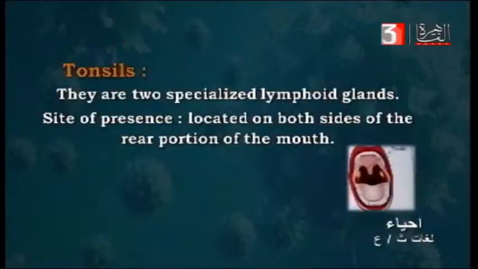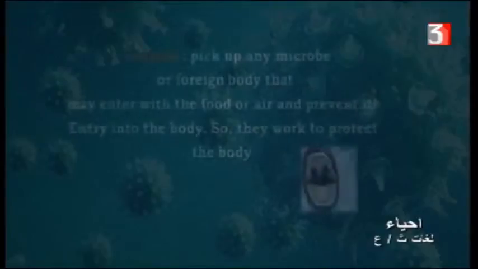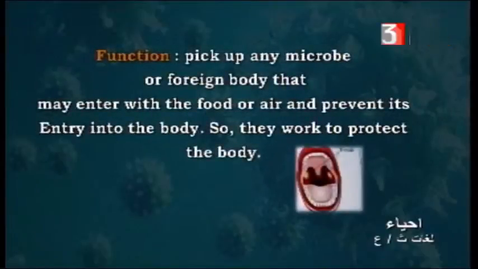What are the tonsils? Tonsils: two specialized lymphoid glands, site of presence located on both sides of the rear portion of the mouth. Okay, this is the tonsils. What is the function of tonsils? The two tonsils pick up any microbes or foreign body that may enter with the food or air and prevent its entry into the body. So they work to protect the body against the microbes that enter through food or air.